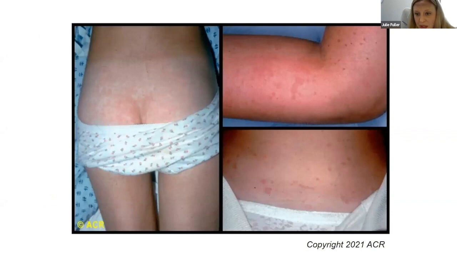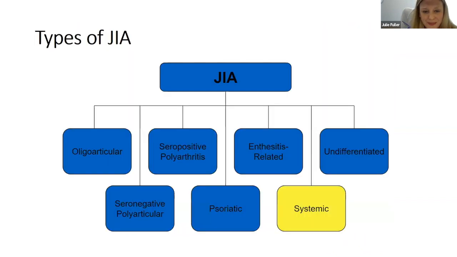Here are some examples of the rashes seen with systemic juvenile arthritis. You can see they can be anywhere on the body, but interestingly, they come and go with the fevers. So while you may have rashes in these locations, a few hours later they may completely clear when the fever's down, and then they may recur later that day in different locations.